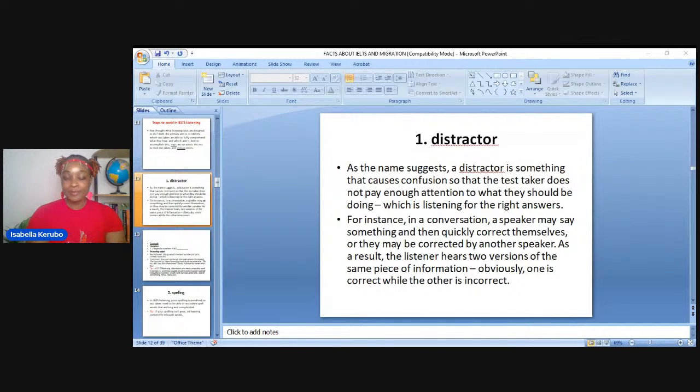Number 4, time conventions. Of course, like I mentioned in one of my videos about the IELTS test, it's an international test. So being an international test, when it comes to time, depending on which area, which country you come from, there are so many ways that you refer to the time. So that is also a trap. That is also something that confuses people.